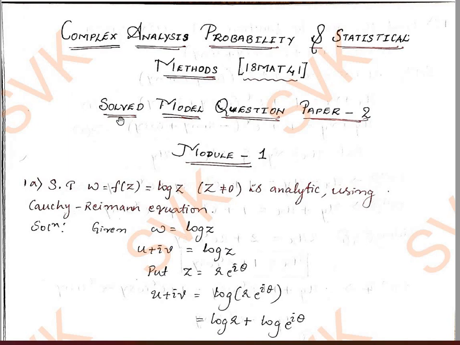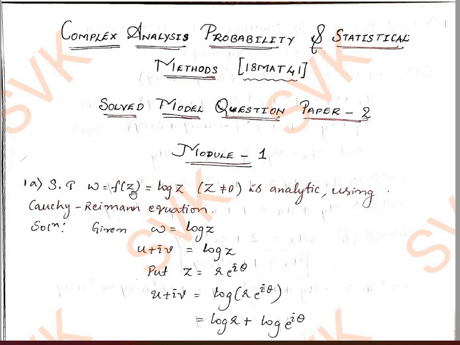In this session I am going to discuss the model question paper 2 of 4th semester subject Complex Analysis, Probability and Statistical Methods. Subject code is 18MAT41. Moving with module 1, number 1A is given as follows. Show that W equal to f of z, which is equal to log z, is analytic using CR equation.